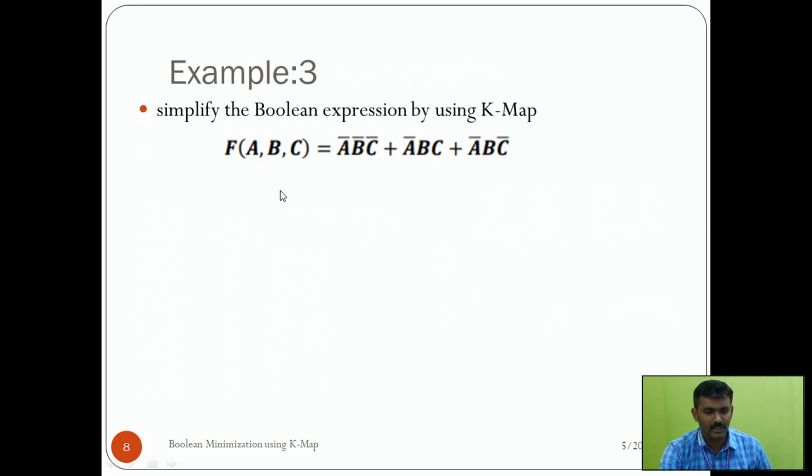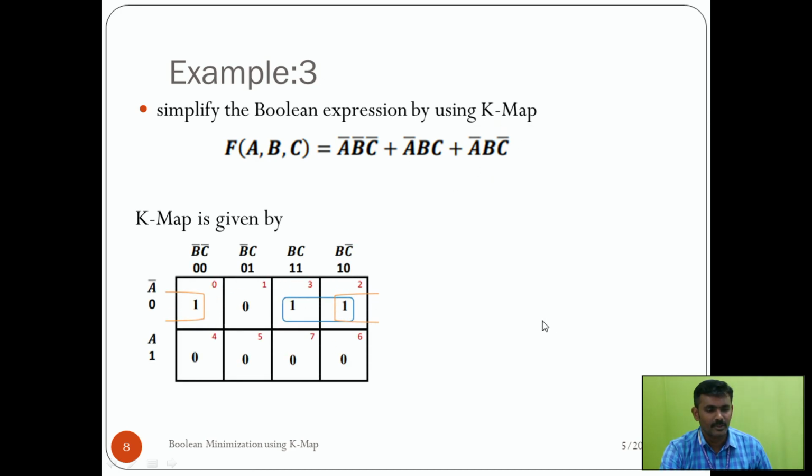Okay, so this is f(a, b, c) = a bar b bar c bar + a bar b c + a bar b c bar. We are going to simplify this function with the help of a Karnaugh map. See here, a bar, b bar, c bar is minterm 0. That is why I am putting minterm 0 as 1.